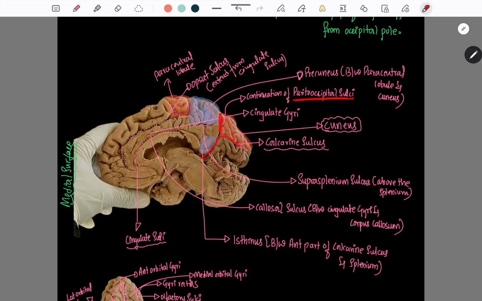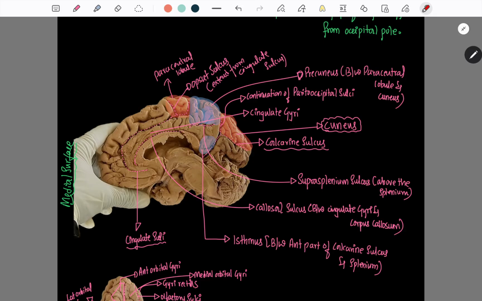This is the calcarine sulcus. Okay, now here you can see a sulcus going like this till here, called the cingulate sulcus, and below that is a gyrus called the cingulate gyrus. Below that and above the corpus callosum there is another sulcus called the callosal sulcus, between the cingulate gyrus and corpus callosum. Okay, this is the corpus callosum.